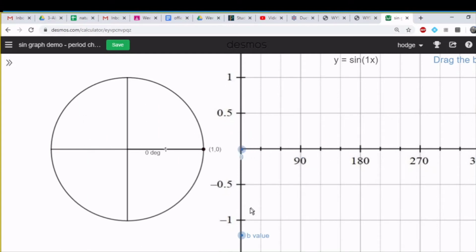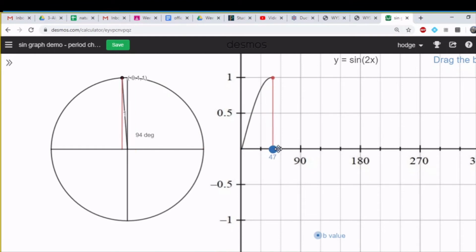So I'm going to go back to the start here. I'm going to change that to a 2, and we'll see what happens. We start here at 0 again. So my input is 0. 2 times 0 is 0. So I need the sine of 0. So we're back here again.